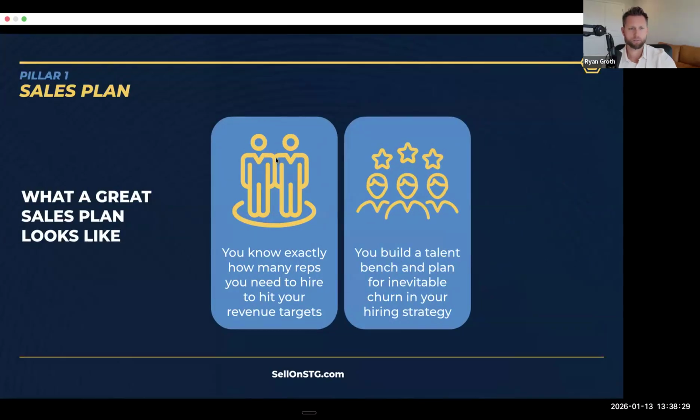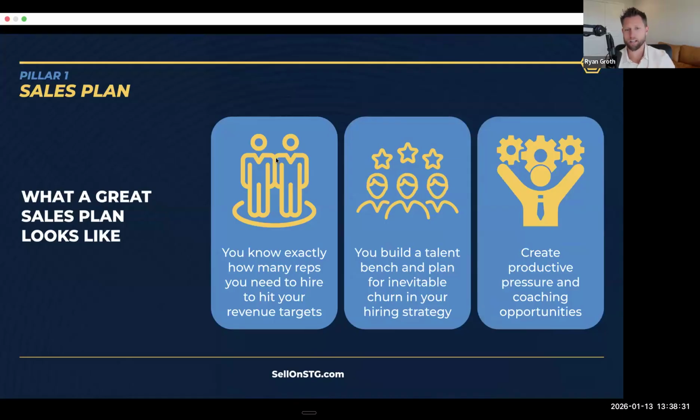Pillar number one on the sales plan, what does the great one look like? Well, you know exactly how many reps you need to hit your revenue targets. You're like, yep, here's our revenue target. Here's our number of what we expect per rep. Here's what they need to do per rep. Here's what they need to do every month and every week. And it's clear. You build a talent bench and plan for an inevitable churn.